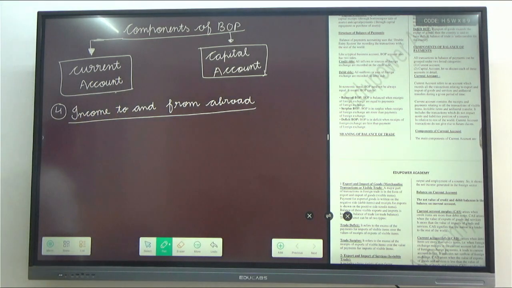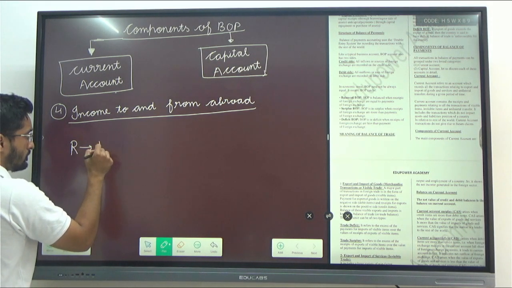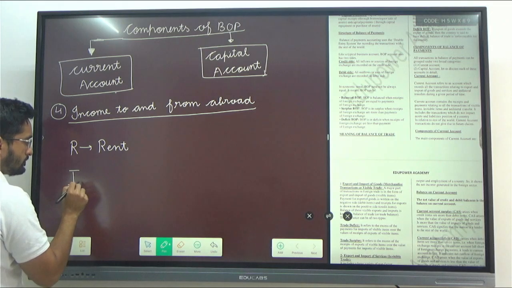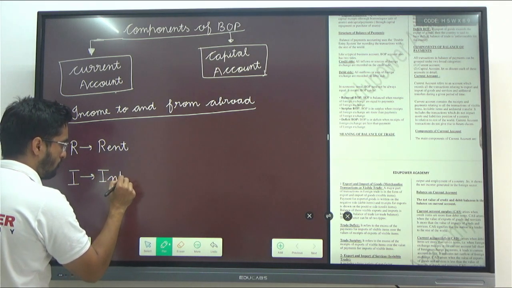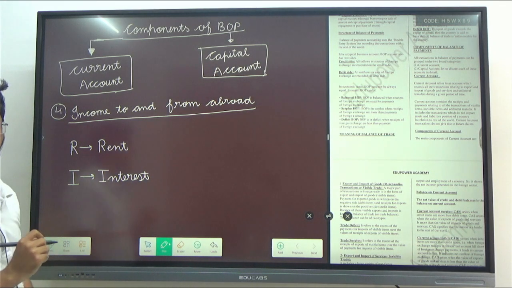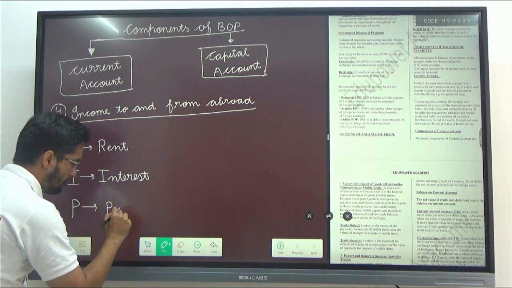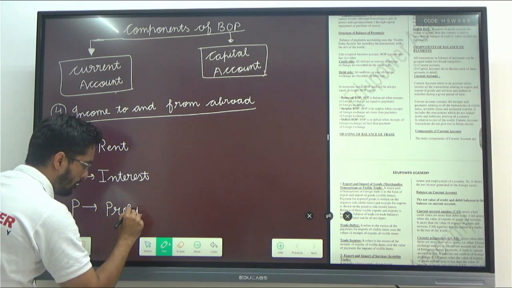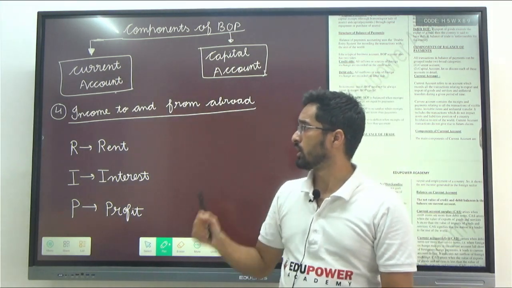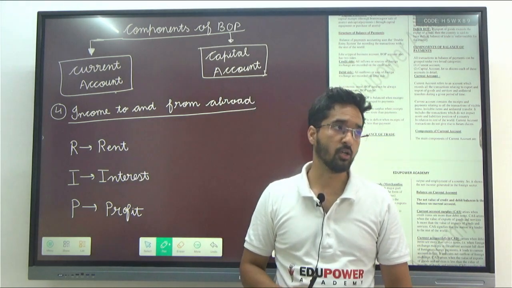So, what all incomes do we have? We have three kinds of income. First is rent, second is interest, and third is profit. Rent, interest, and profit. There are three kinds of income. So, for example, rent, I will tell you how it will work.